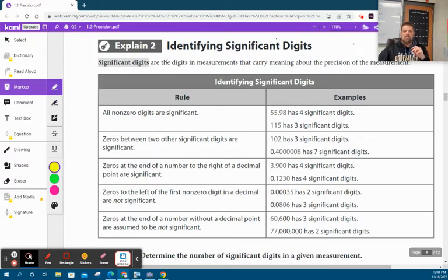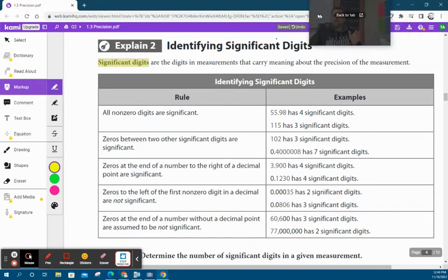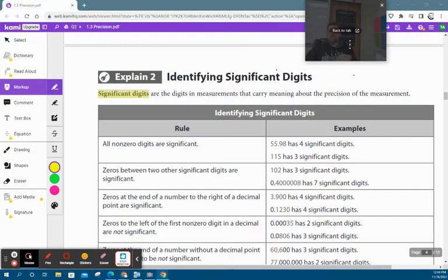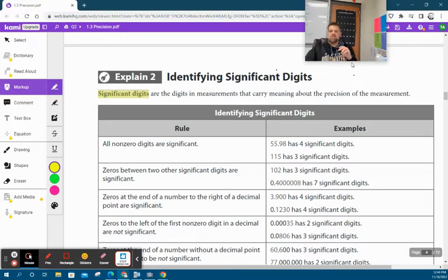So I want to talk about significant digits. Significant digits are important when you're rounding things, when it comes to precision and accuracy. Pay attention. Look at the screen. There's a process for this, and I'll tell you my little shortcut that helps me remember. So, all non-zero digits are significant.